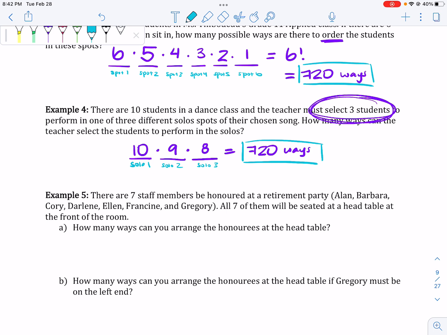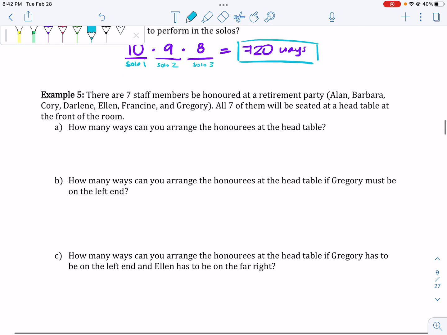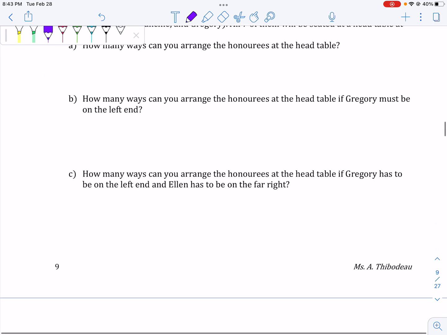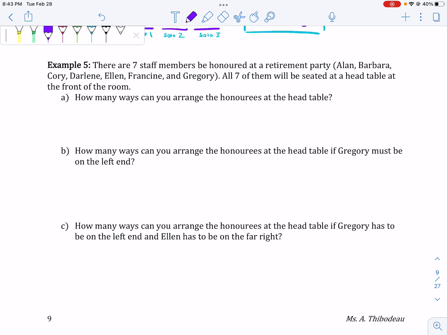All right, last example that we have. There are 7 staff members to be honored at a retirement party: Alan, Barbara, Corey, Darlene, Ellen, Francine, and Gregory. All 7 of them will be seated at a head table at the front of the room. How many ways could you arrange the honorees at the head table? So there's 7 people. We're going to assume that there's 7 spots for them. So here's spot 1, 2, 3, 4, 5, 6, and 7.